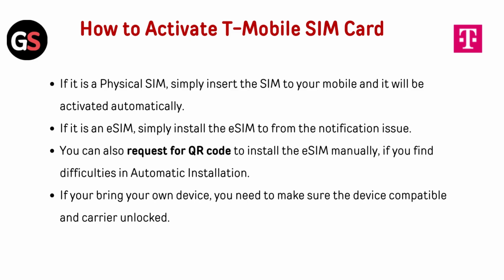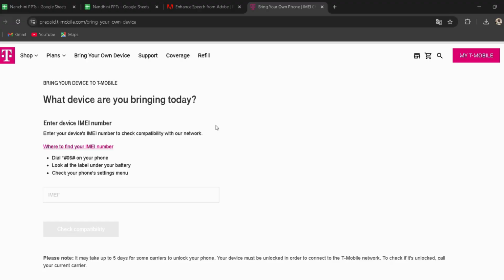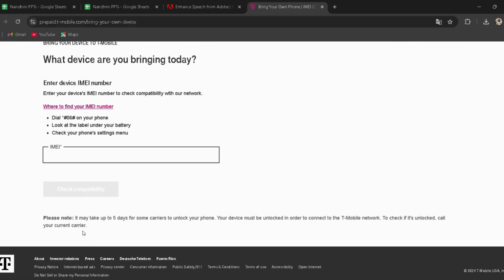If you bring your own device, you need to make sure the device is compatible and carrier unlocked. Step 1. Check compatibility. If you are bringing your own device, make sure your mobile is compatible with the T-Mobile network. Go to the T-Mobile Bring Your Own Device page. I have provided the link in the description. You can directly go through it.